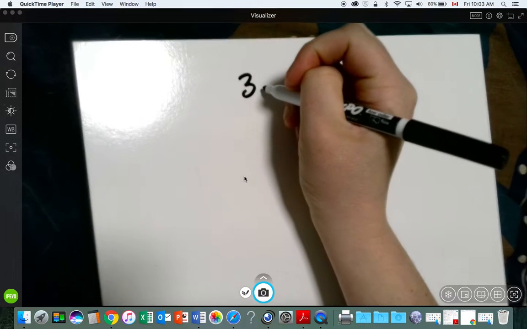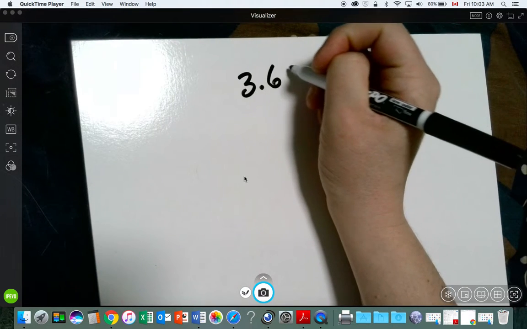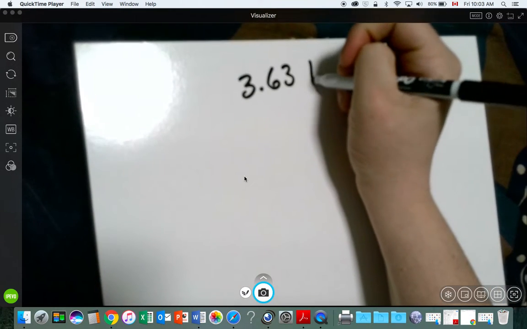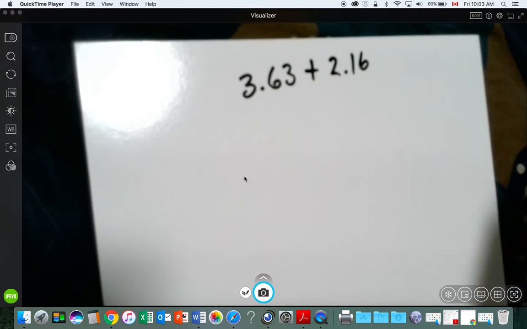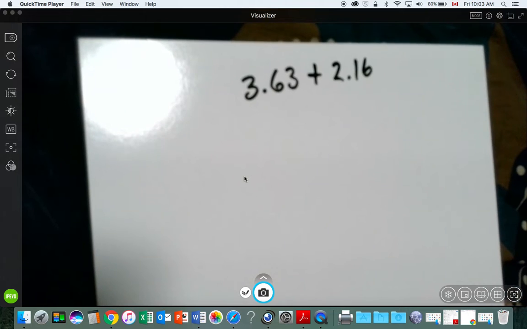Okay, class, time for strategy number 3. This strategy is called Start from the Left, and it is exactly what it sounds. You're starting from the left-hand side of the equation rather than the right. So, our example is 363 plus 216.